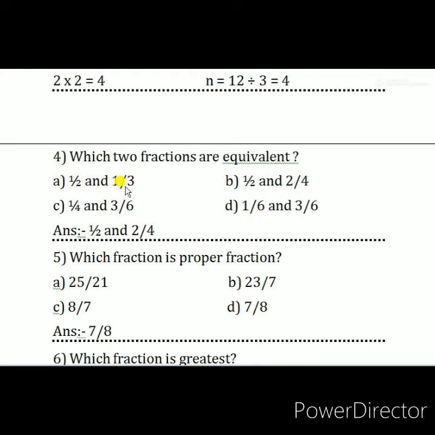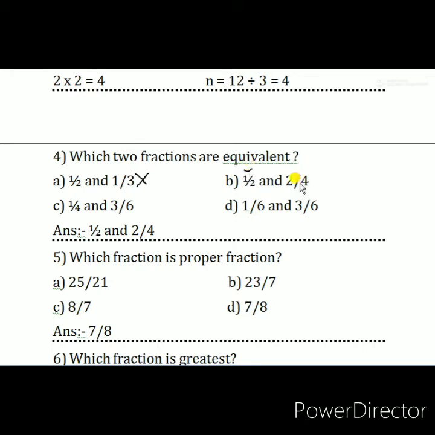Here both the fractions are given in the reduced form. We know that they are not equivalent fractions because one is 1 by 2 and the other one is 1 by 3, with different denominators. So they are not equivalent fractions. Now move to option B, 1 by 2 and 2 by 4. Here 1 by 2 is in the reduced form.